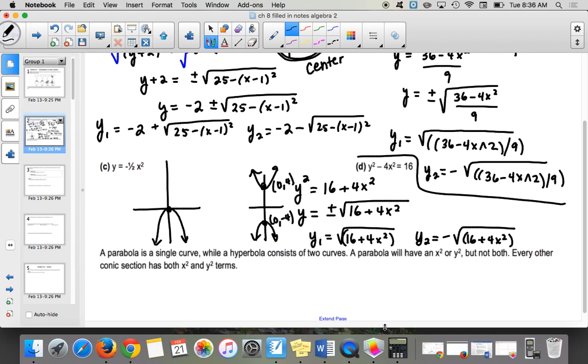So at the bottom it says a parabola is a single curve, while the hyperbola consists of two curves. A parabola will have only x squared or y squared. So notice in letter C, we had y to the first equals x to the 2. But a hyperbola will have both of them. So every other conic section has both x squared and y squared. So we're going to have to be able to tell the difference between a circle and an ellipse. And we're going to have to tell the difference between a hyperbola and circle and ellipse. So all those three will have x squared and y squared.